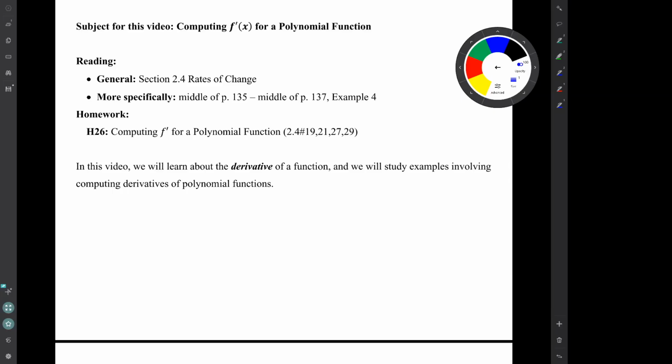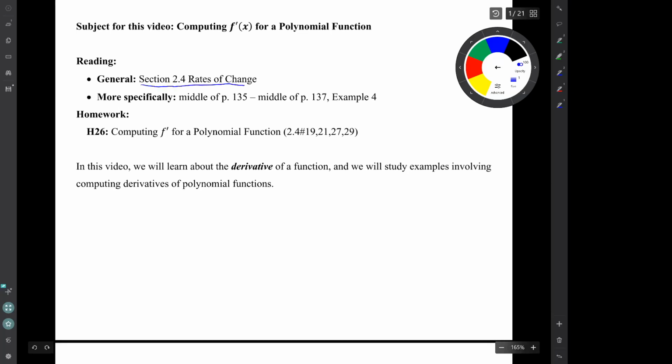Hi, I'm Mark Barsamian. In this video, we'll learn about what's called the derivative of a function, and we'll do some examples involving computing derivatives for various polynomial functions. This material is from the book section 2.4, Rates of Change.